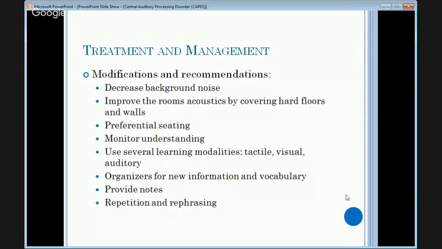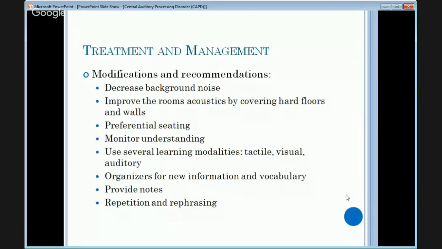You can use several learning modalities such as tactile learning, visual learning, and auditory learning. Tactile and visual should be used in conjunction with auditory learning. Tactile meaning they have different manipulatives. They can touch what they're learning. Visual, using videos or PowerPoints to help them follow along. You can use organizers for new information and vocabulary, so things are broken down a little more easily for your students.